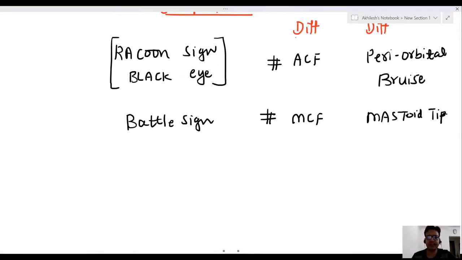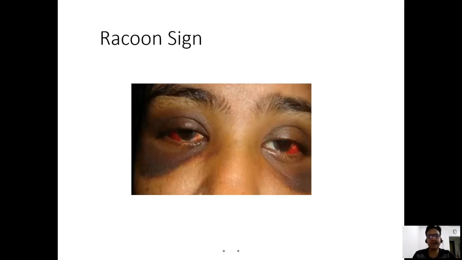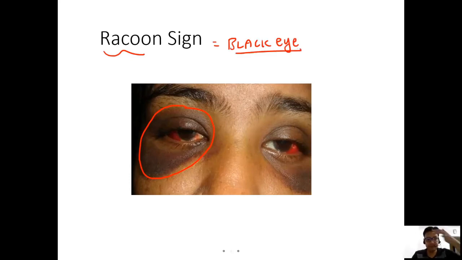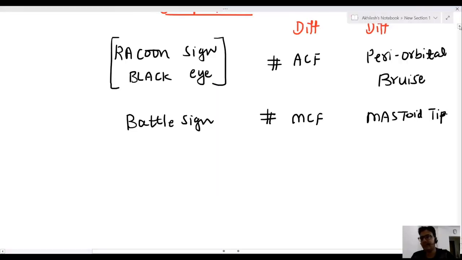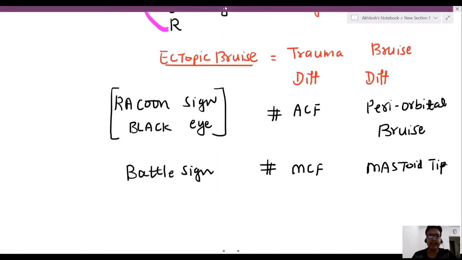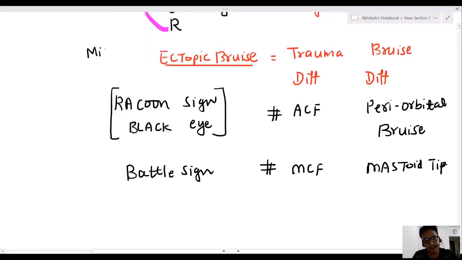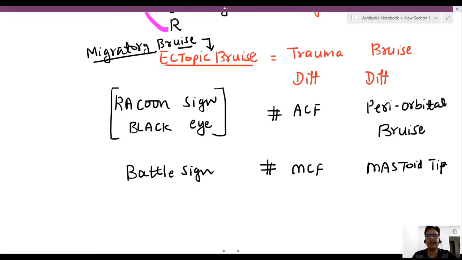I will show you one picture of this. This is an important picture. You can see this is raccoon sign. You can see periocular bleeding. Yes, this is black eye. This is an example of ectopic bruise. Here fracture is in anterior cranial fossa, but bruise is periocular. In the same manner, if bruise is at mastoid tip, this will be Battle sign. Doctor Sahab, these are known as ectopic bruise. And friends, ectopic bruise is also known as migratory bruise. So this is the first bruise we discussed.